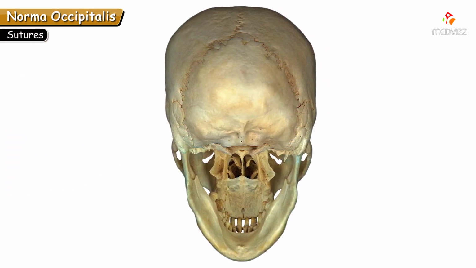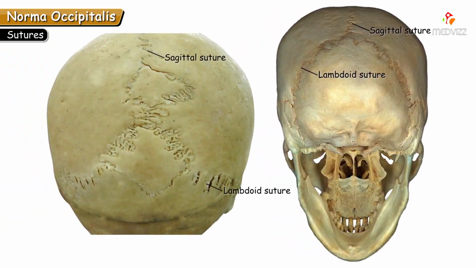Sutures appreciated in this view are the posterior part of the sagittal suture and the lambdoid suture. Along the sagittal suture and lambdoid suture, sometimes we may appreciate small individual bones which are irregular and star-like. These bones are known as supernumerary bones. They get ossified from their own ossification center, and these bones just add to the number of bones in the individual.